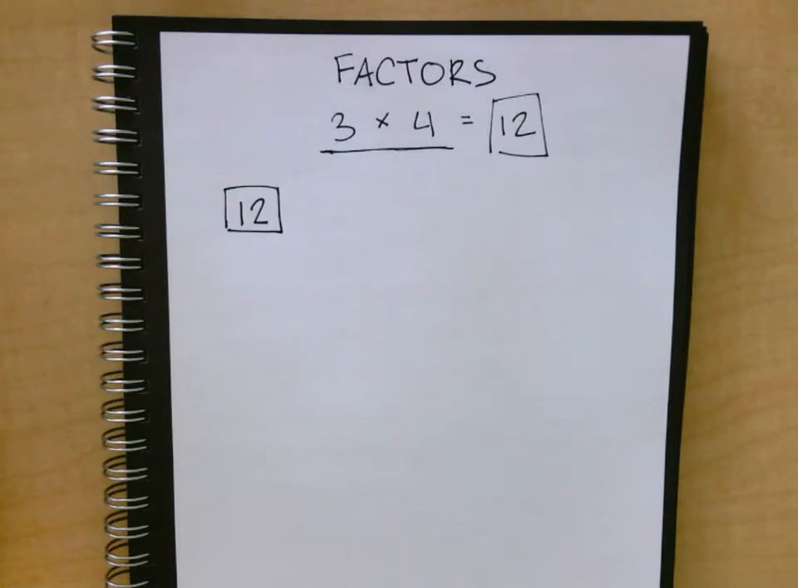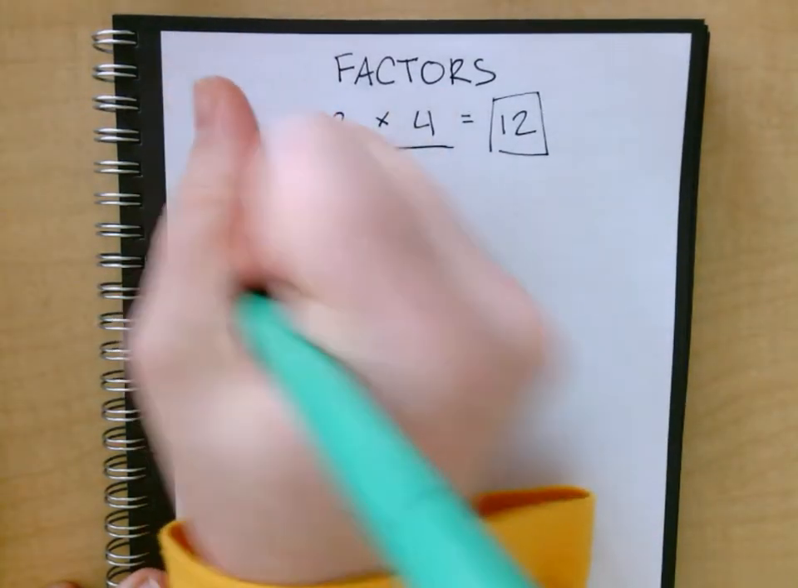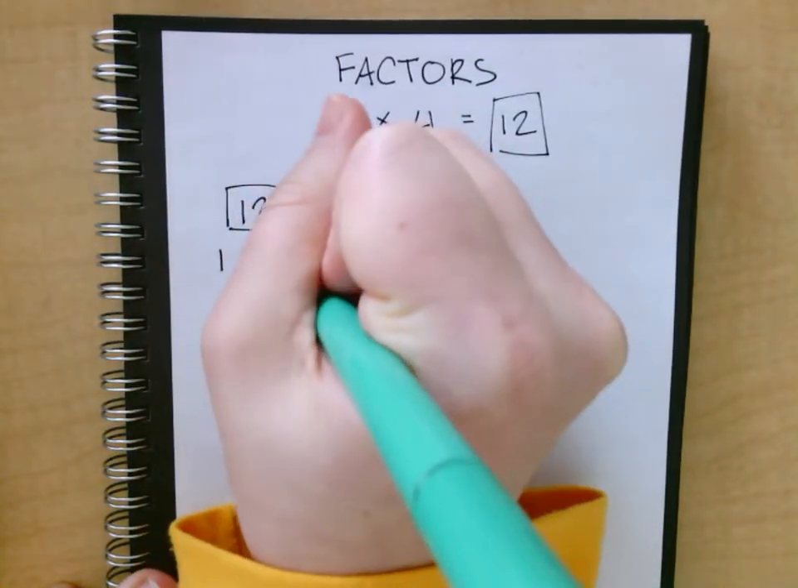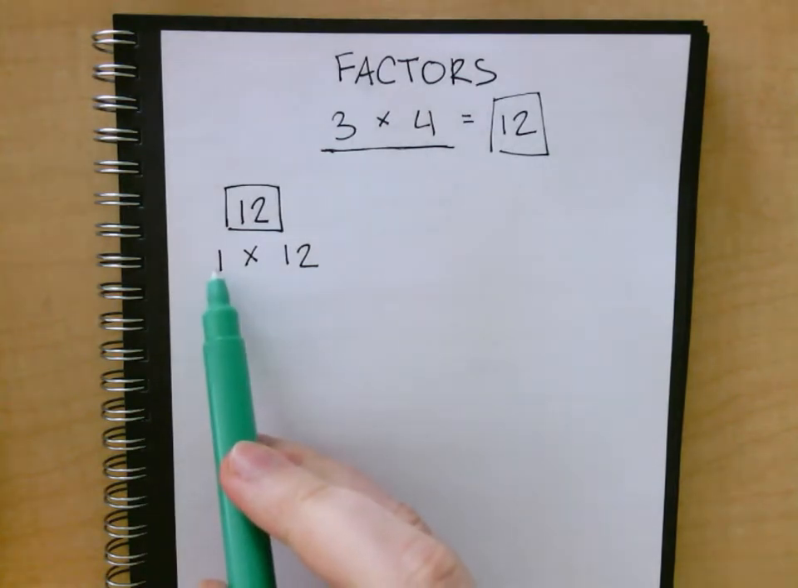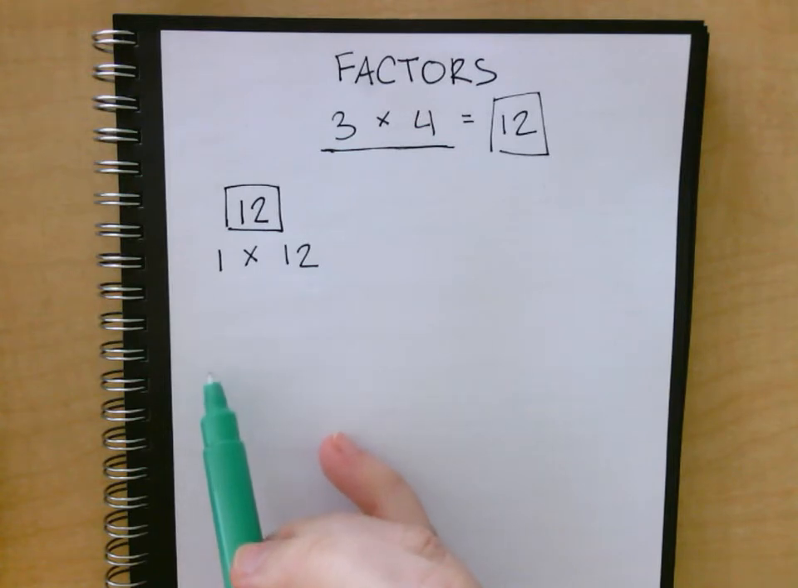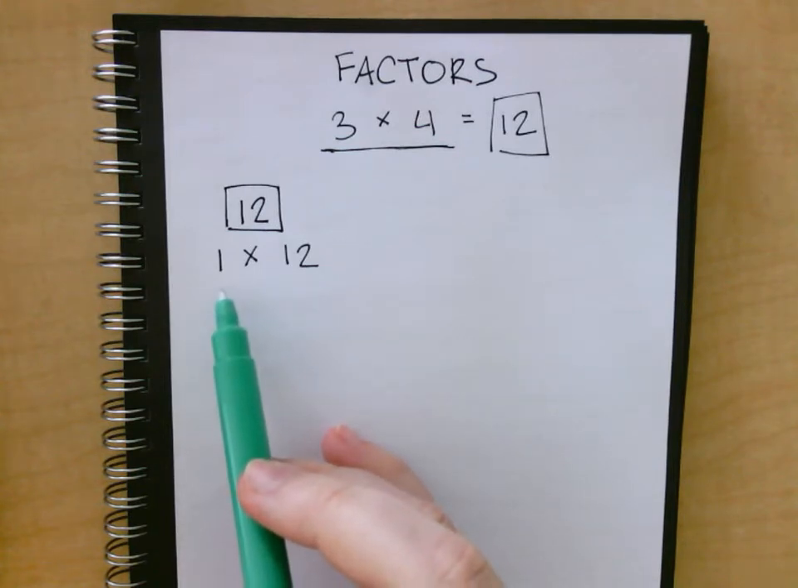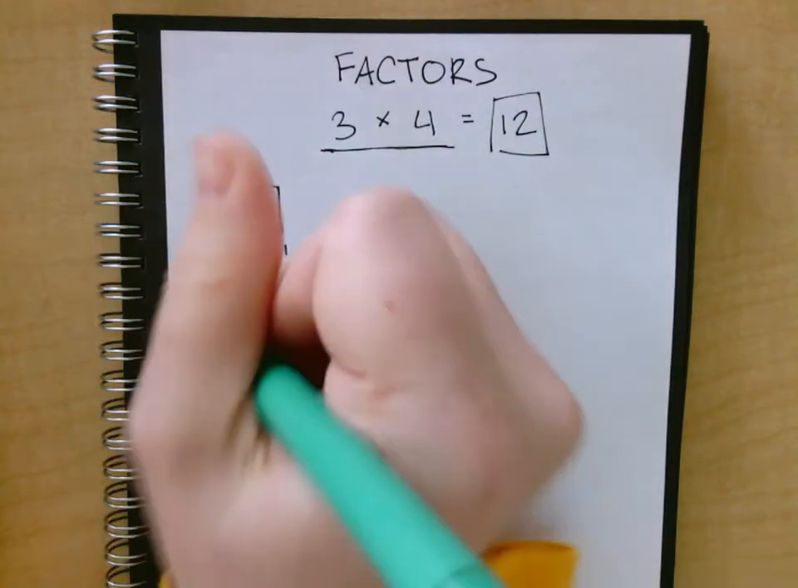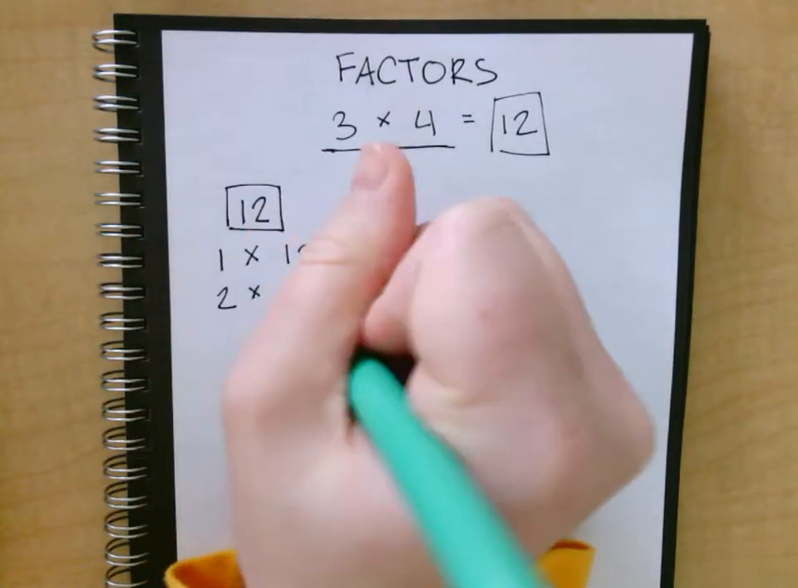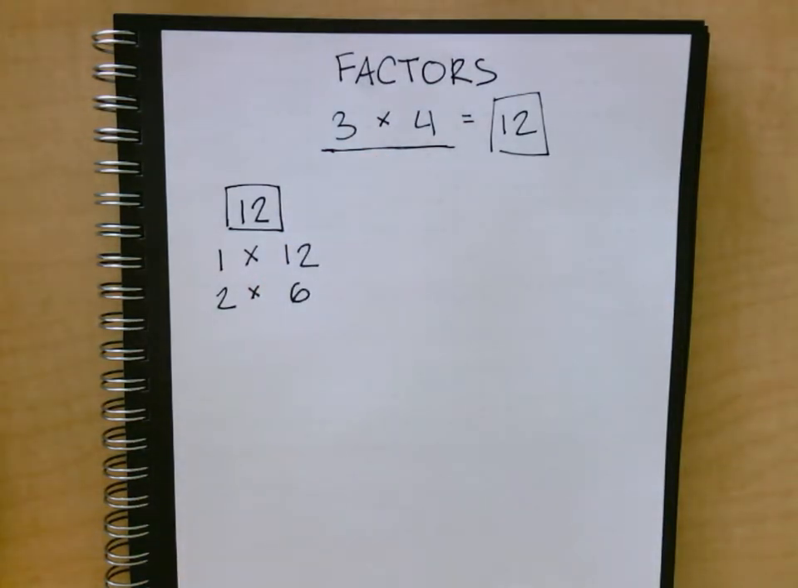I find it very helpful to always start with 1, because 1 times a number will always get you that number. So if I start with the fact 1 times 12, that gets me one set of factors. Now I want to work my way higher. So I think of 2. Is there anything that multiplies by 2 to get to 12? Yes, 2 times 6 gets me to 12.